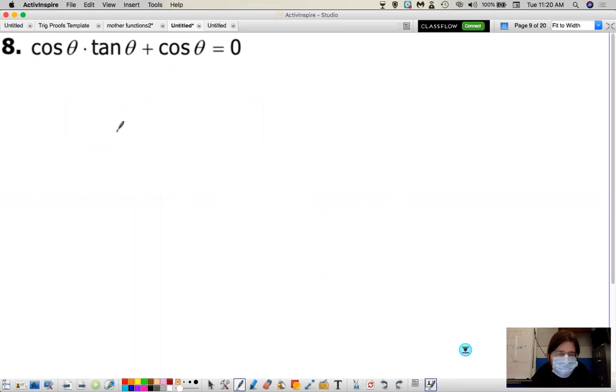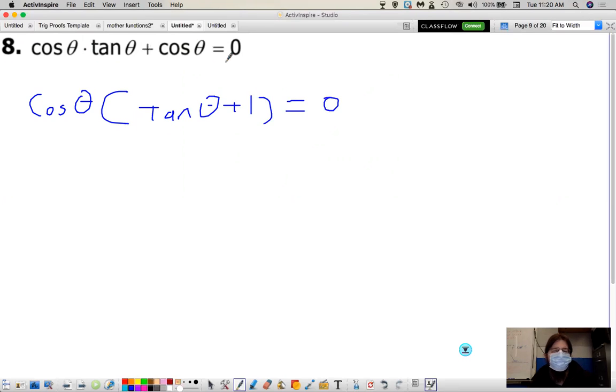Okay, number 8. This one we definitely need to factor out a cosine. I'm back to a tangent theta plus 1. And remember, it does need to equal 0 before you try and start factoring anything. Cosine theta equals 0. Tangent theta plus 1 equals 0. Which means tangent theta equals -1.